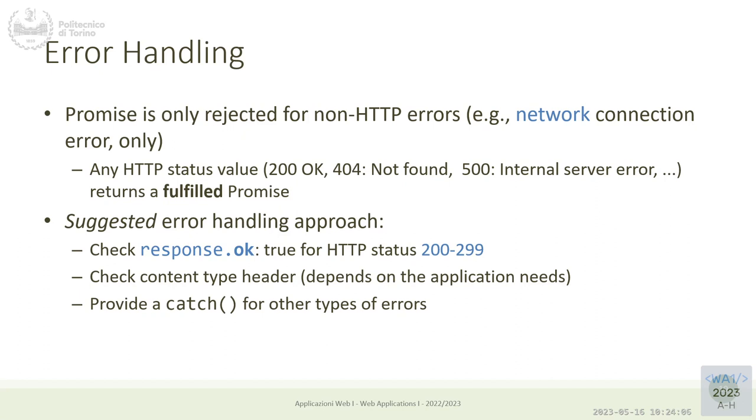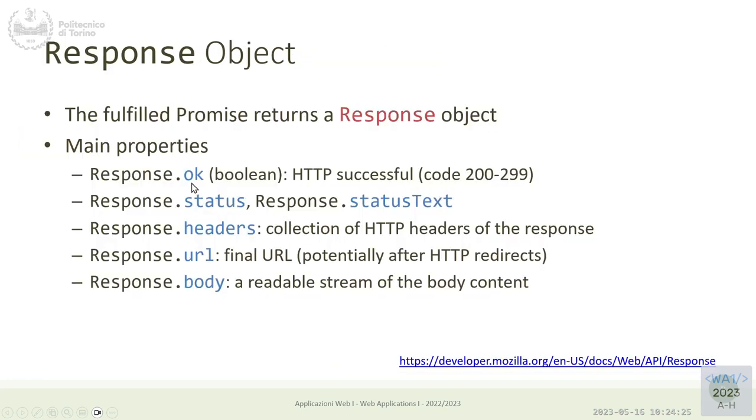In all the other cases, even where we have a 404 not found or 500 server error and so on, the promise will be resolved. So we'll not go into the catch branch. But it will be resolved with a status OK or not OK according to the status code. OK will be true if the status code is in the positive range, let's say. OK will be false if the status code is outside this range.